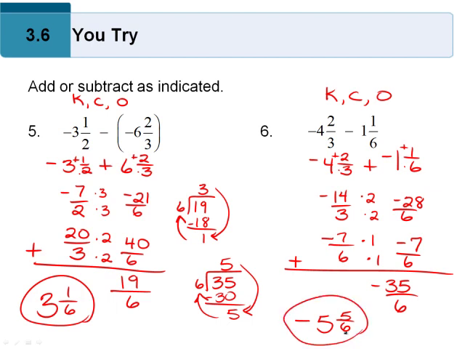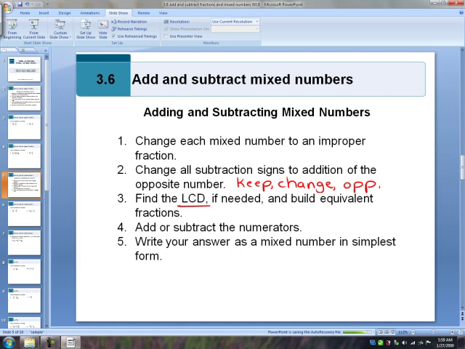Okay? And I'm pretty sure that should be it. Yep, for 3.6. So make sure that you keep working on those fractions.